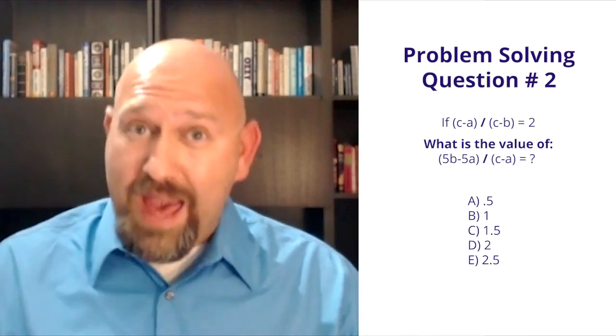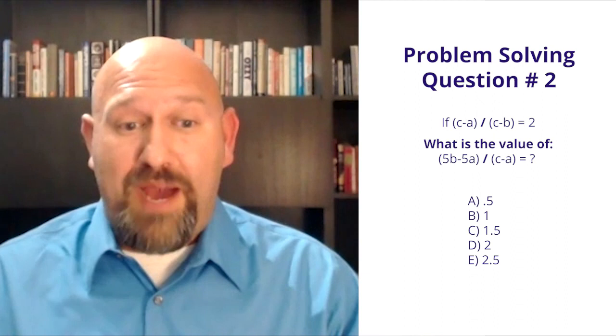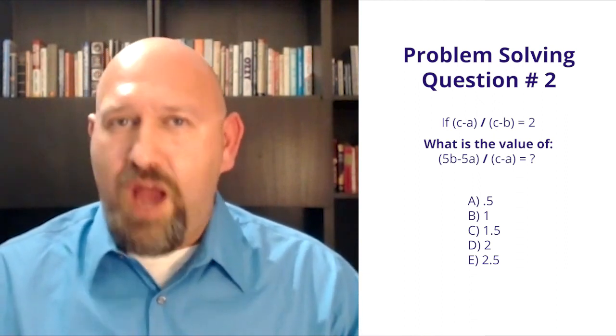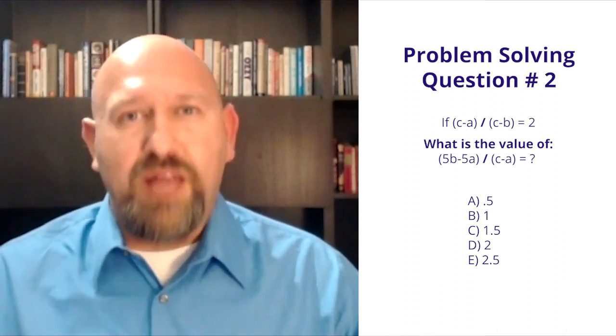What your high school math teacher would probably have you do is take that original precondition of c minus a over c minus b equals 2, multiply both sides by the denominator of c minus b, distribute the 2 to the parentheses, combine like terms, and then manipulate it and manipulate it and manipulate it until hopefully you have something that resembles somehow 5b minus 5a over c minus a. There are two problems with such an approach.